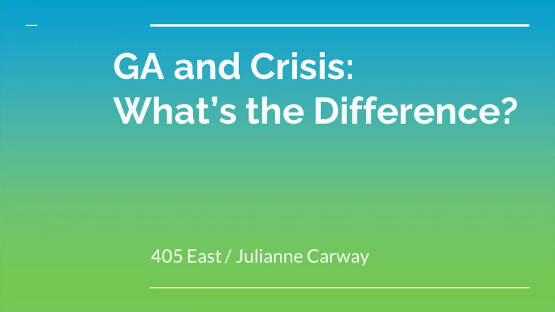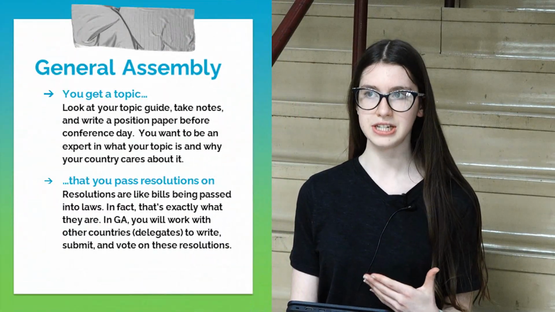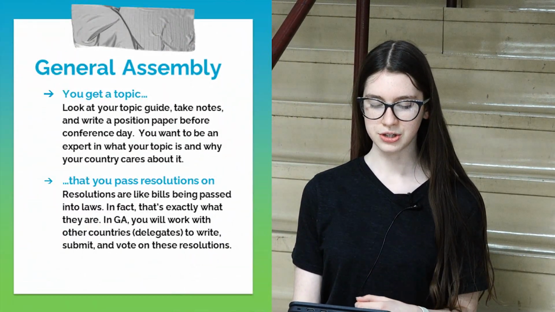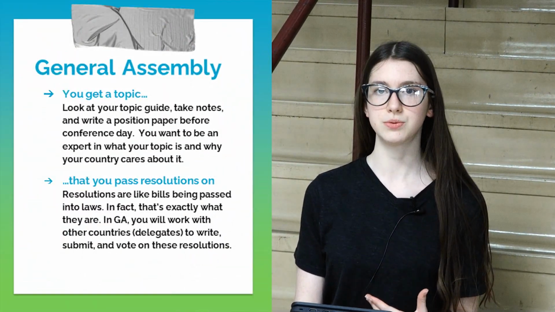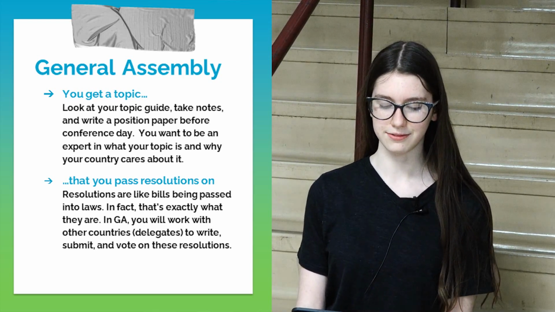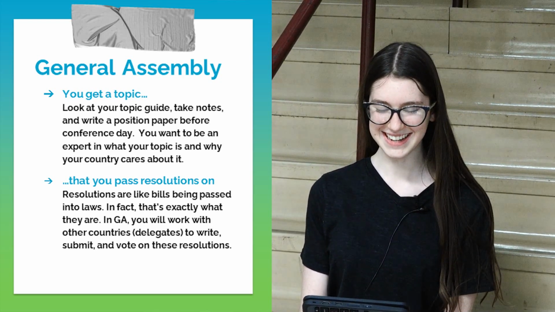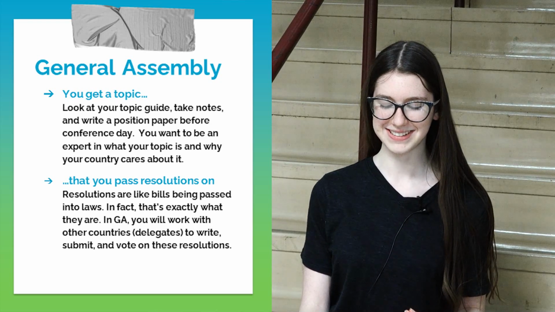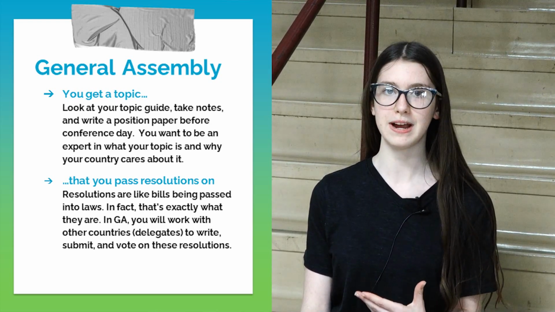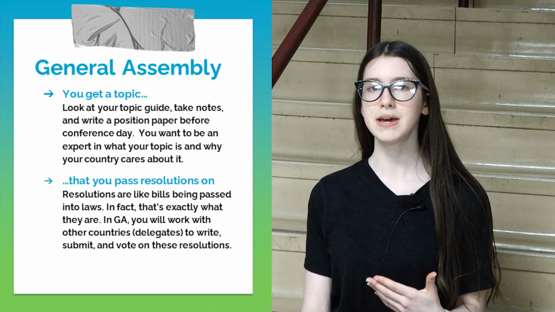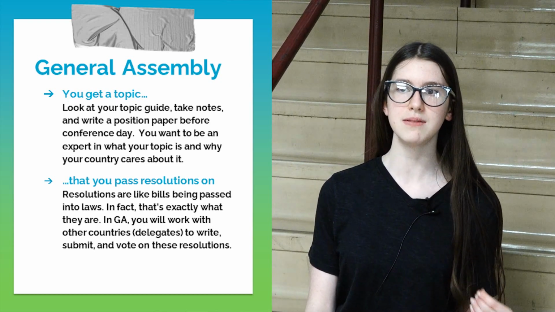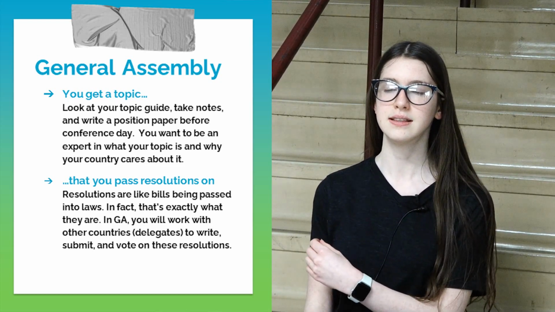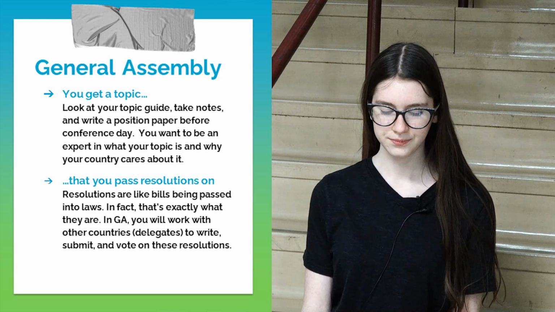This is 405 East's video on the difference between a General Assembly type and crisis type committee. We'll start with talking about a General Assembly (GA) committee, which are usually the closest models of an actual United Nations conference. For a conference, the agenda is set to discuss specific topics, and delegates will be able to fully prepare for the conference with the help of their topic guides, which are written by the chairs of their committee and usually available on the specific conference website.